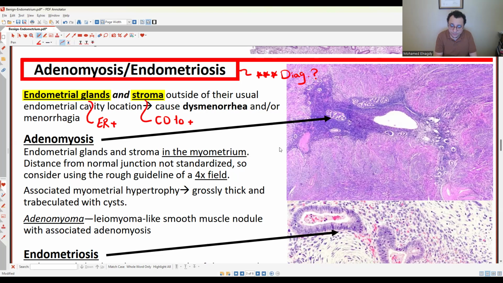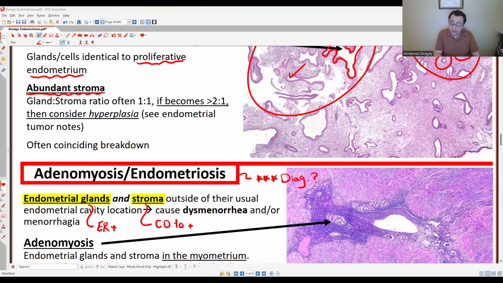Anybody remember? Yes. Decidualization. Yes, it's decidualized endometrium. It's decidualized endometrium, and this is due to the effect of progestin. It's either progestin OCPs or progestin IUD.